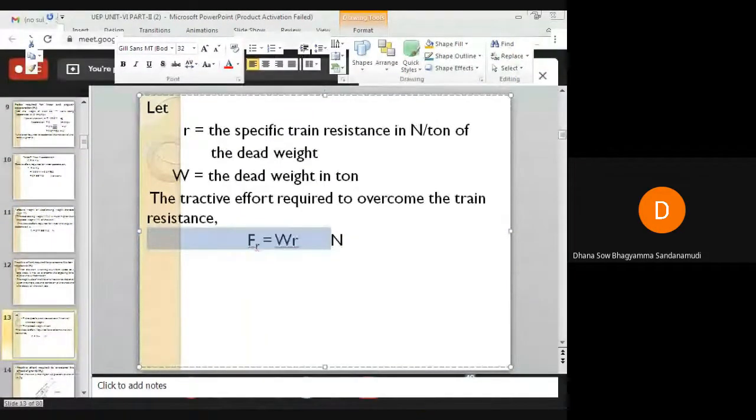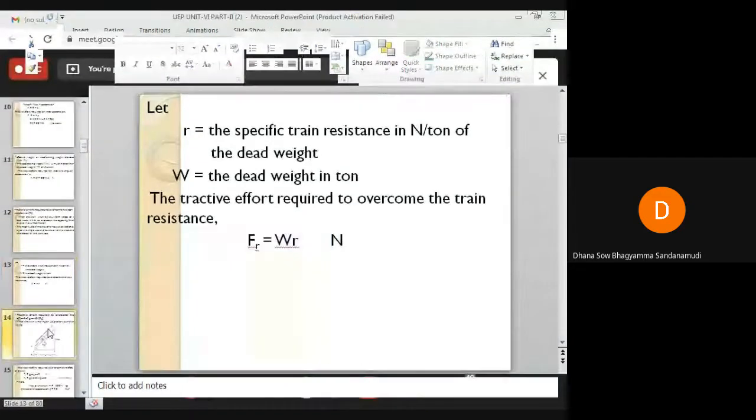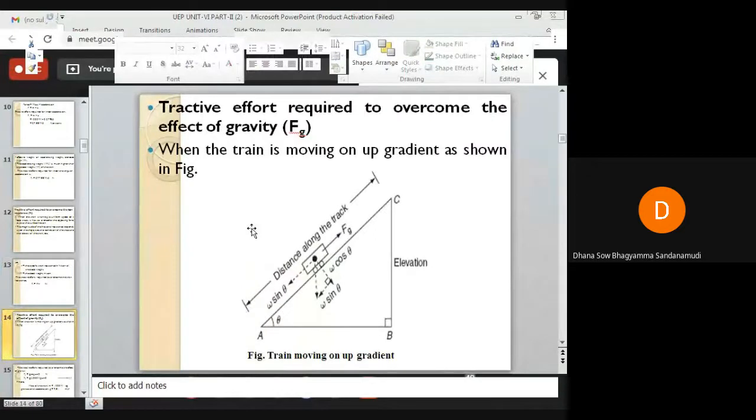Now, let us determine this Fg. Fg is the tractive effort required to overcome the effect of gravity. Let us assume that the train is moving up. You can see here, this is our train which is moving up.